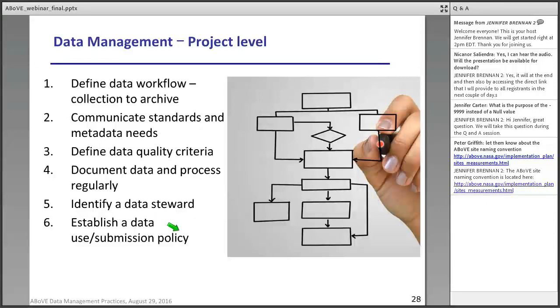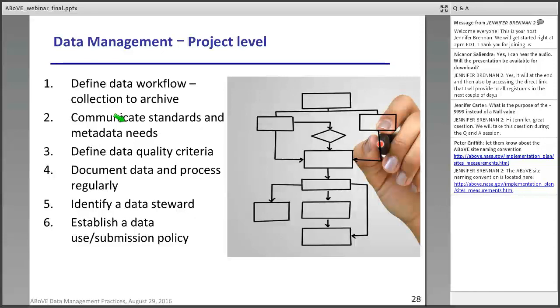So the very first thing is to define the data workflow. As you begin your project, you have a clear idea in terms of what measurement or variable you are going to be capturing on the ground. So that workflow of data collection to archive needs to be mapped out. As the data flow is defined, the communication standards and metadata needs have to be made. So before you communicate, first you need to assign these standards and metadata. And it is always better to define those standards early on within those projects.